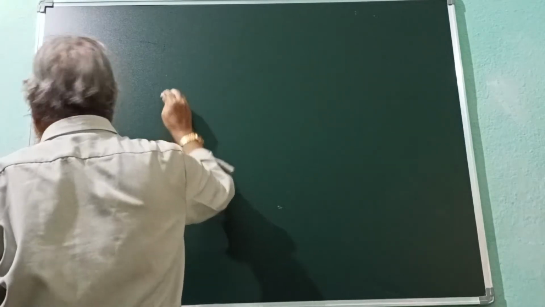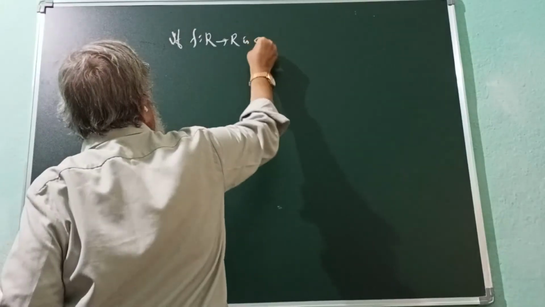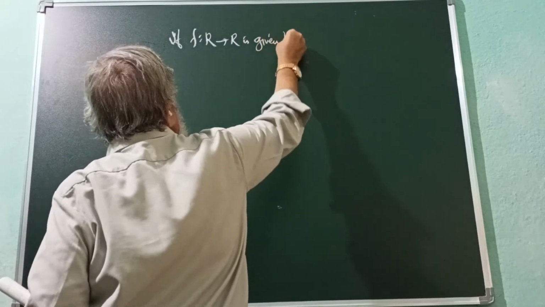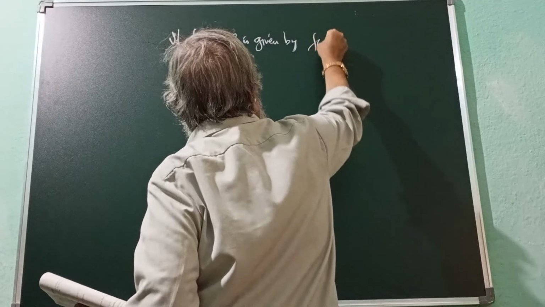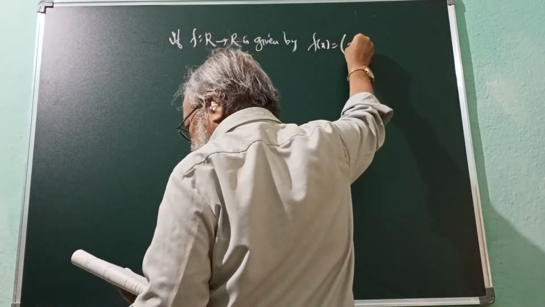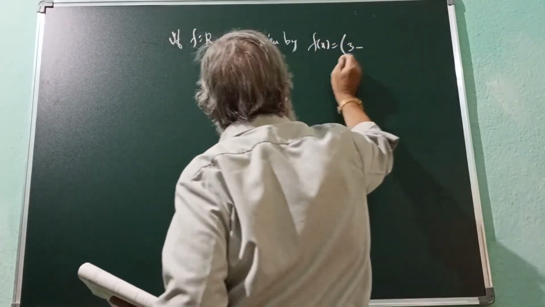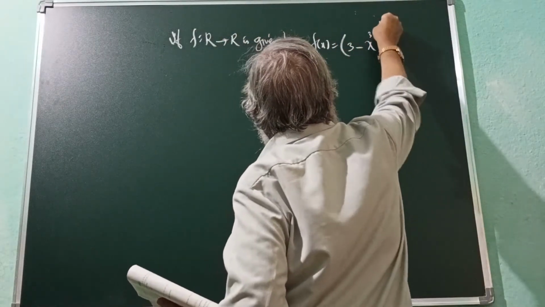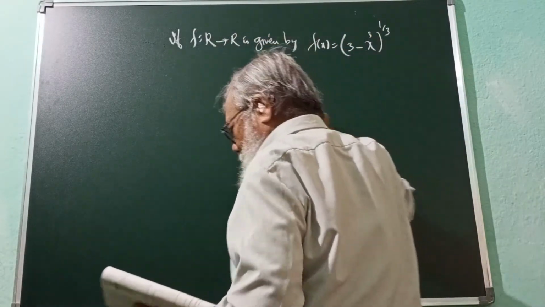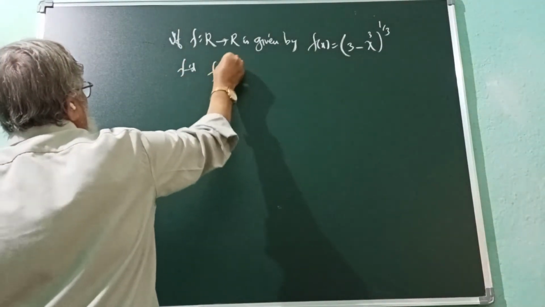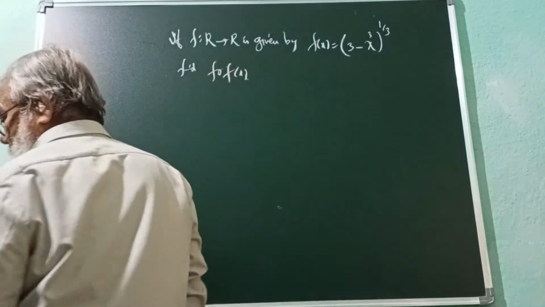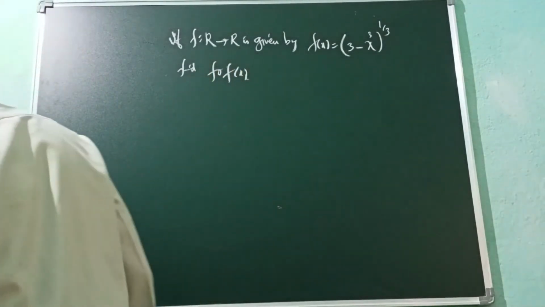Next problem. If f from R to R is given by fx is equal to 3 minus x cube raised to 1 by 3, find f composition f of x.